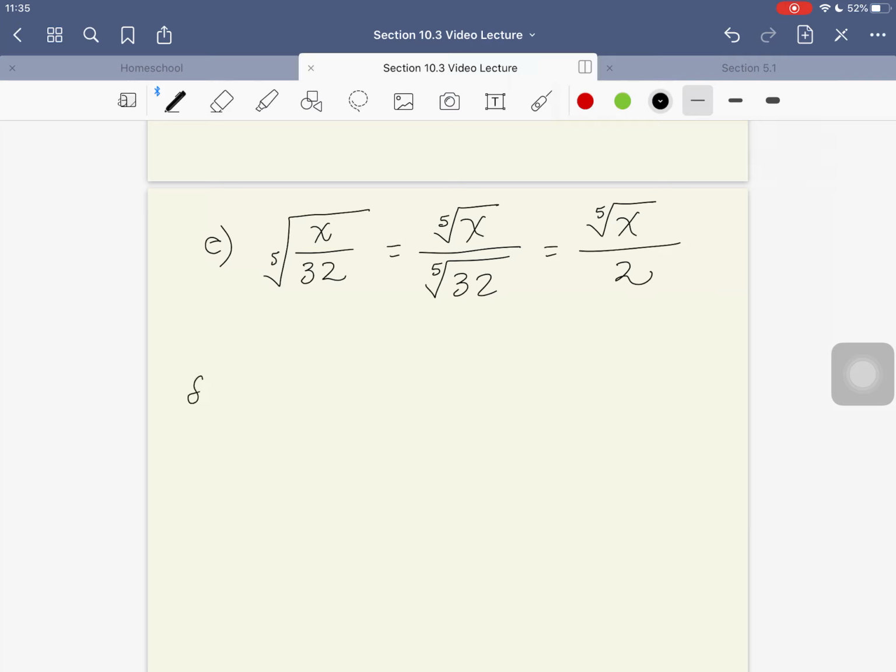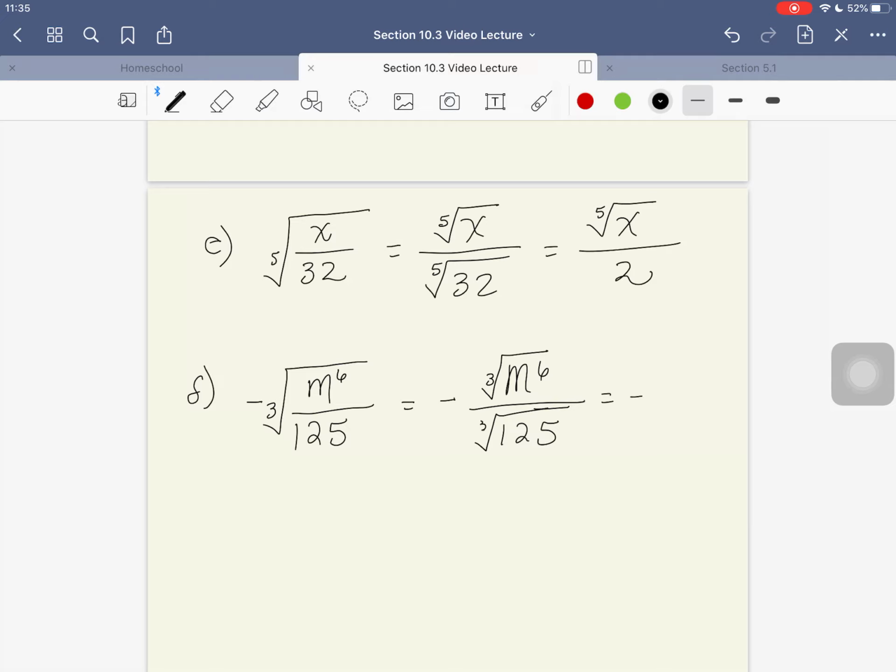And let's try one more. The negative cube root of m to the 6 over 125. All right, so carry that negative over, then it'll be the cube root of m to the 6 over the cube root of 125. And again, carry that negative over. The cube root of m to the 6 would be m to the second, and the cube root of 125 is 5. So negative m squared over 5.